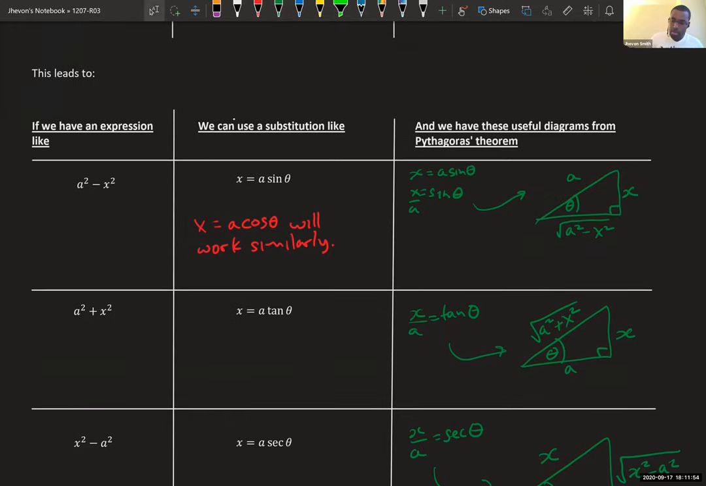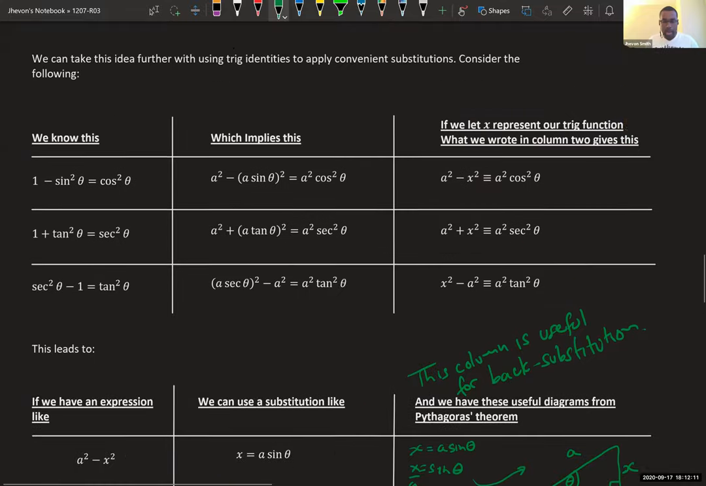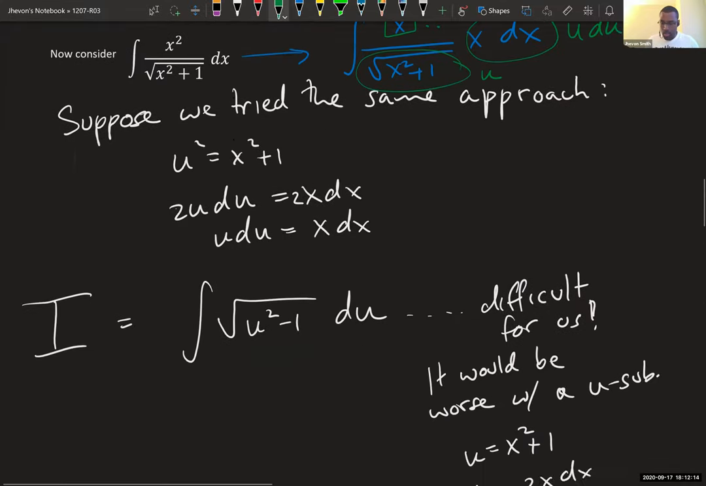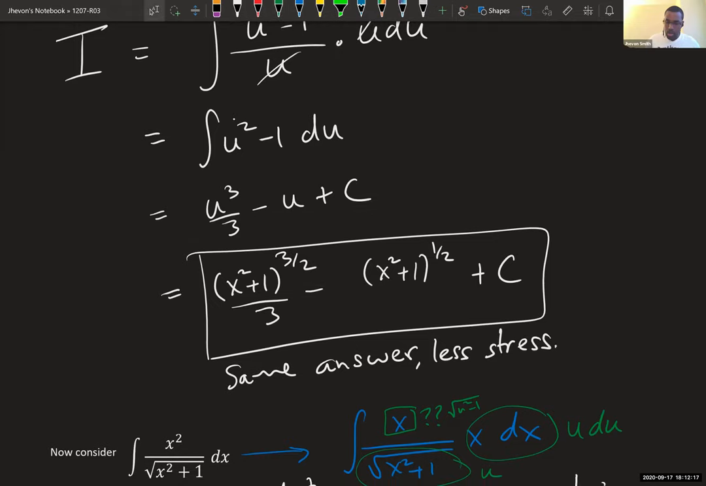Now this part in the table is useful for back substitution. And we'll see how later on, right? So what is back substitution? When we get to an answer in u and we resubstitute to the original variable, this is called a back substitution. In other words, it's substituting back in the original variable.